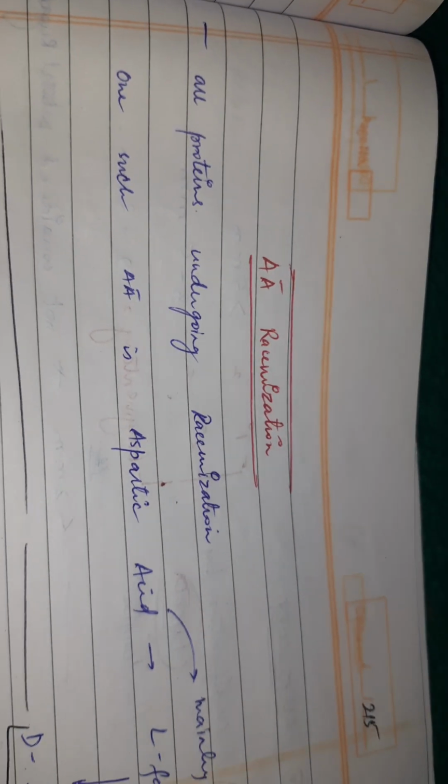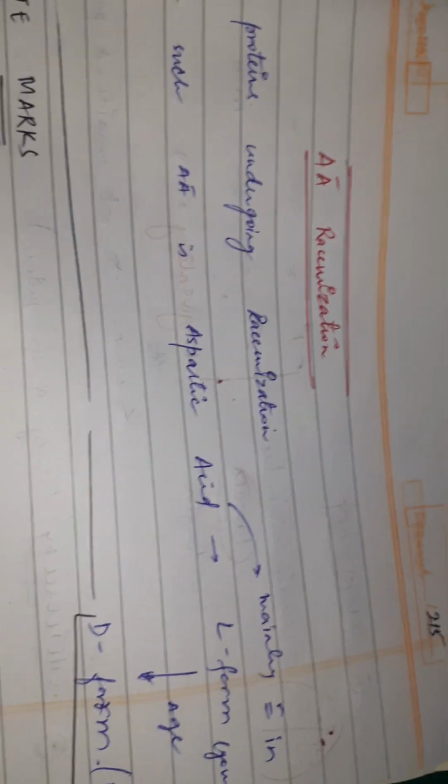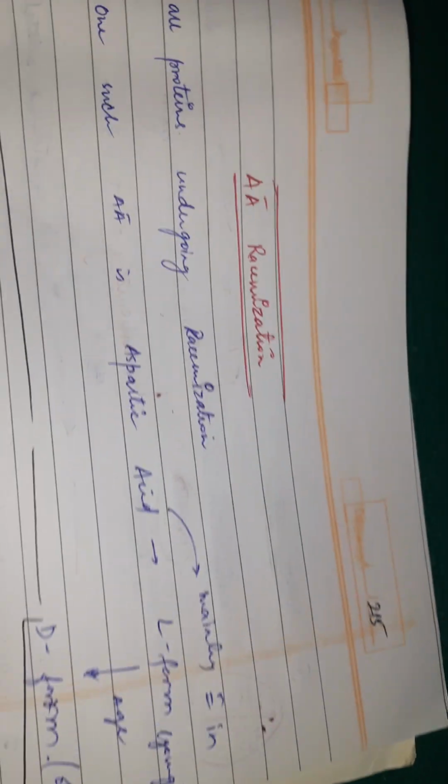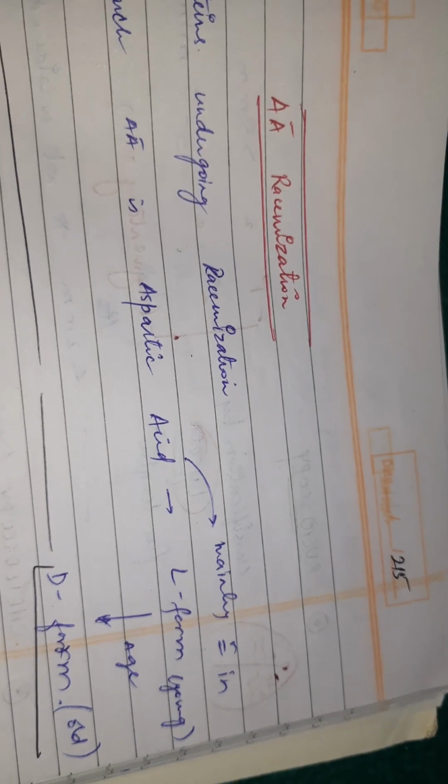Then we have amino acid racemization. All proteins undergo racemization. One such amino acid is aspartic acid, mainly seen in L form in young adults, and D form in old adults.